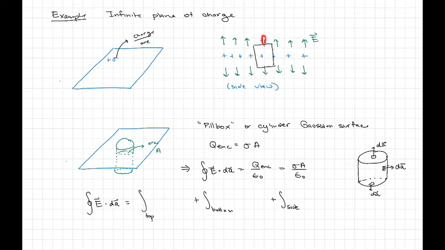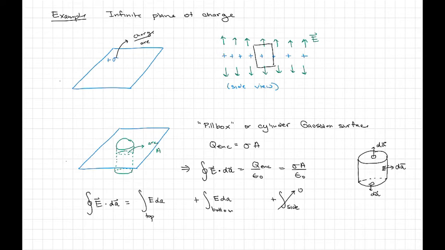Here the dA and the field are parallel. Here they're parallel, and everywhere on the sides, the electric field and dA are going to be perpendicular. So what does that give us? Because of that, I've got the electric field at the top. Those two are in the same direction, so I can just get rid of that dot product. Same thing here, and this one is just going to go to 0.